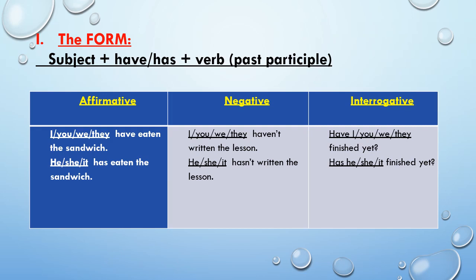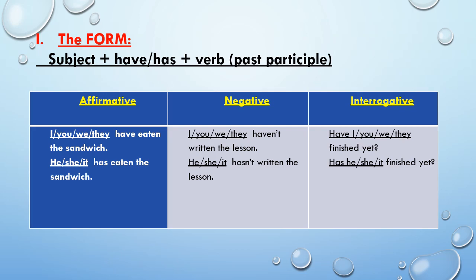Negative form: I haven't written the lesson. The verb to write in the past participle is written. This is an irregular verb, of course. With he, she, and it: hasn't written the lesson.